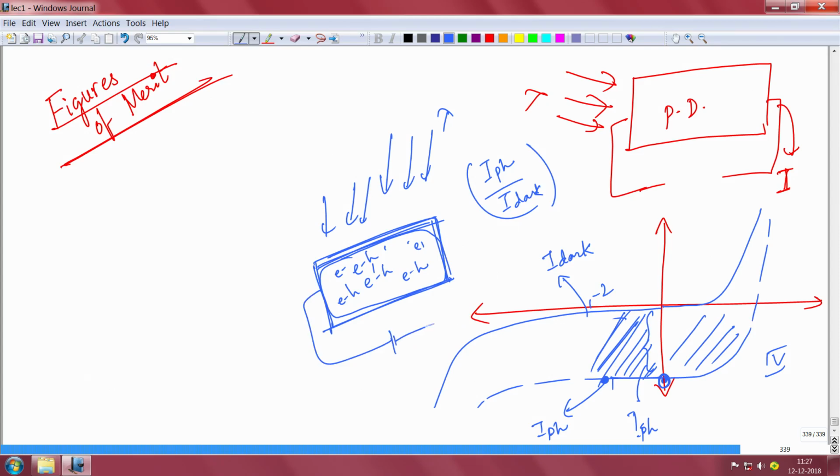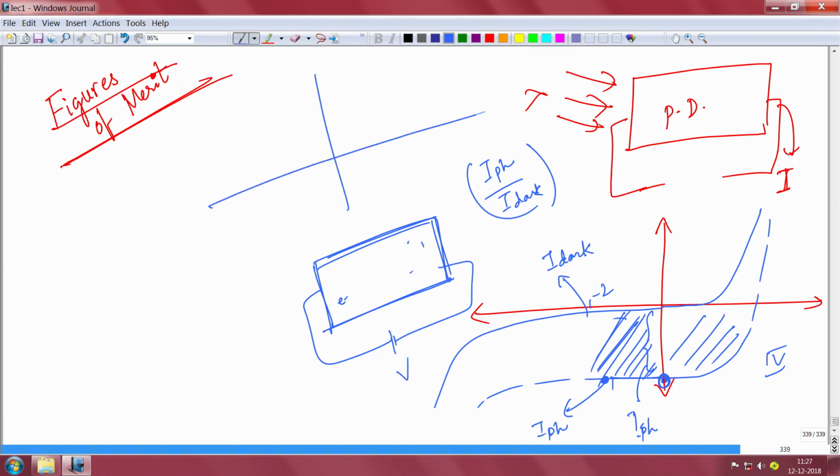So suppose there is no light falling, it is a dark condition, and you are applying some voltage. This is I, this is V, for example, and suppose I am making an ohmic contact to this silicon somehow. Then if I am not shining any light, I am just applying a voltage, I will get an IV like this. This is current, say microamp or milliamp, whatever. The moment I shine light, there will be excess carriers generated.